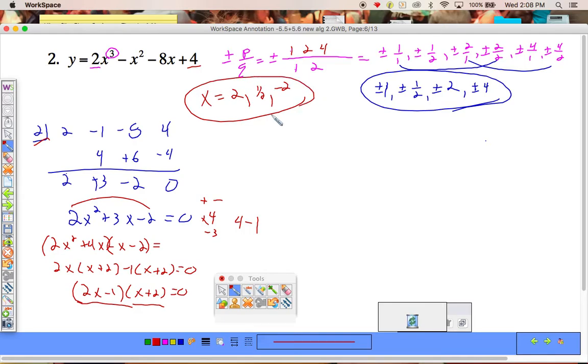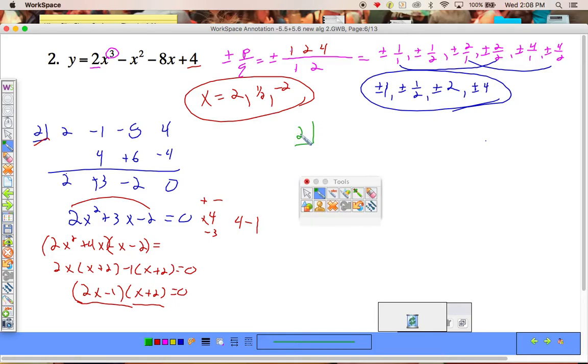I see when we have an x to the third, we're looking for one good answer. Once we find one good answer, we're going to synthetically divide it out and then work with what we have left. All right, let's do this. I'll show you.